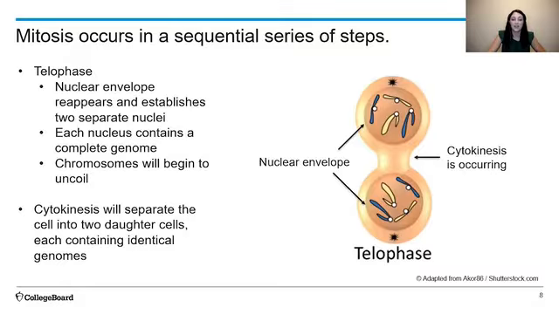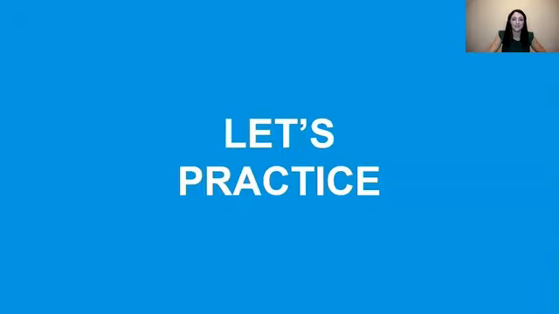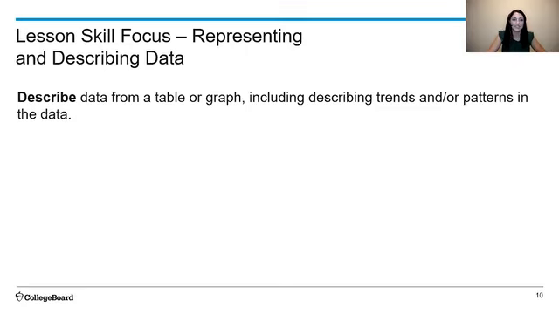Cytokinesis is occurring and will separate the cell into 2 daughter cells, each containing identical genomes. So let's practice. Our skill focus for this lesson is representing and describing data.